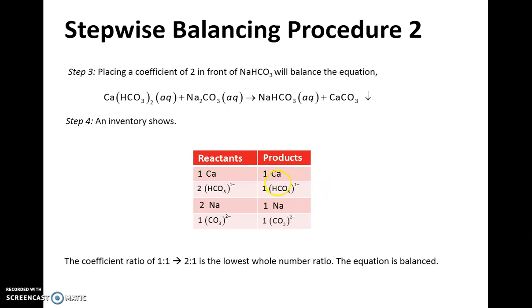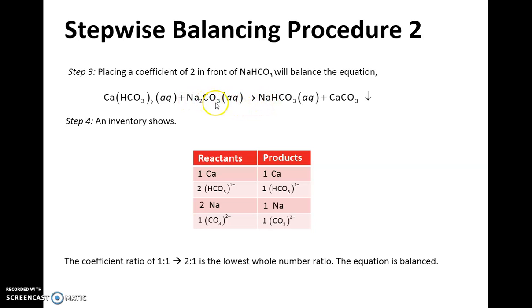Okay, so placing a coefficient of 2 in front of sodium bicarbonate will balance the equation. Okay, so let's see if that's true. So if we put a 2 here, so 1 calcium, 1 calcium, and then HCO3, we've got 2 here. If we put a 2 here, maybe so, because that would give us 2 HCO3s. Then 1 sodium, 1 sodium.